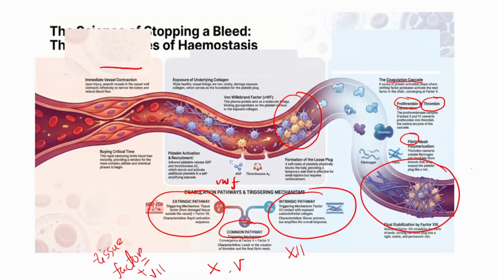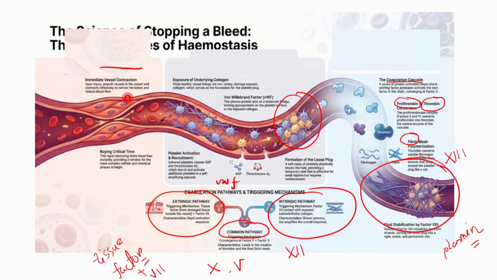To complete the architecture, thrombin activates factor 13, which physically cross-links the overlapping fibrin strands into a tight, stable, and permanent clot. Once healing is achieved, a localized enzyme called plasmin is introduced to dissolve the clot and restore smooth, uninhibited laminar flow. Now, to clear the confusion, let's recap the whole process under 1 minute in simple language.